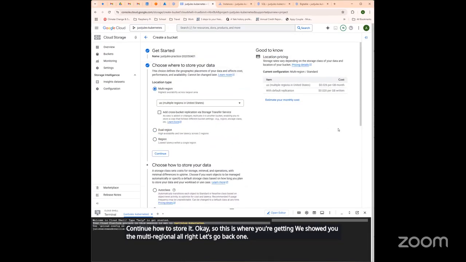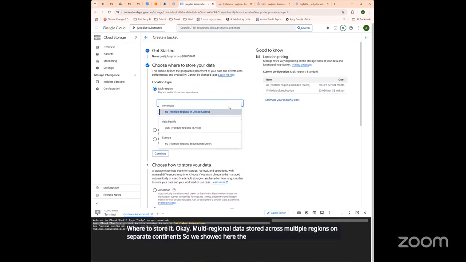Okay, multi-regional, data stored across multiple regions on separate continents. So we showed here the US, Asia Pacific, or Europe. This is ideal for global apps, media hosting, or user-generated content, and it delivers 99.95% availability and geo-redundancy. And it's the most expensive class because you're paying for availability and durability. Use it when speed, reach, and redundancy really matter.